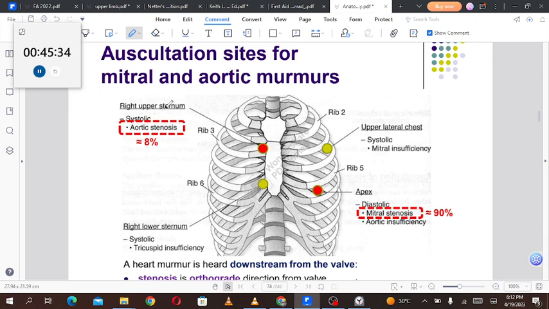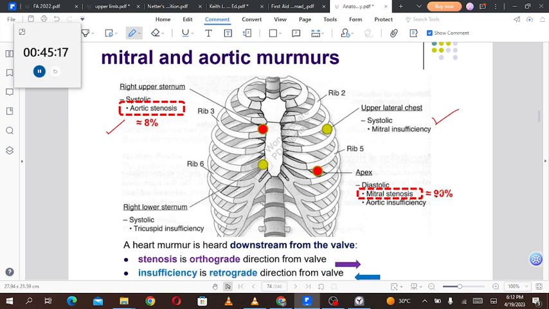At the right upper sternal border, the systolic murmur is aortic stenosis. Then at the left upper sternal border, the systolic murmur is mitral insufficiency. Why is it over there? Because it radiates to the axilla. Then at the apex we find mitral stenosis and aortic insufficiency. This is not a very good diagram, because there was a better diagram in the UVERT series, I guess in the fourth block. So go check that out, please.